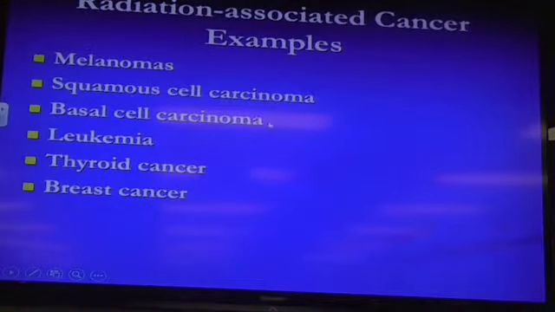Basal cell tumor is one of the most common skin tumors in the cat. That's why.